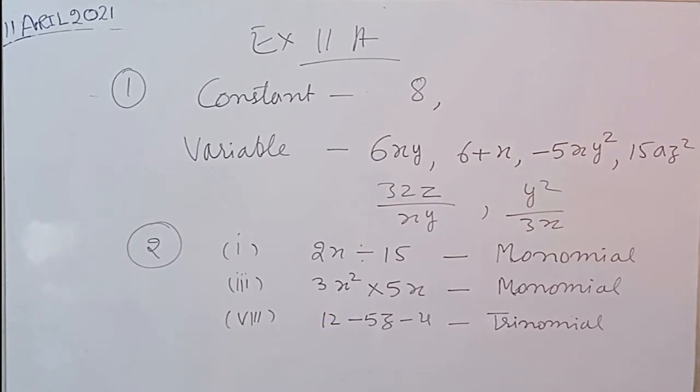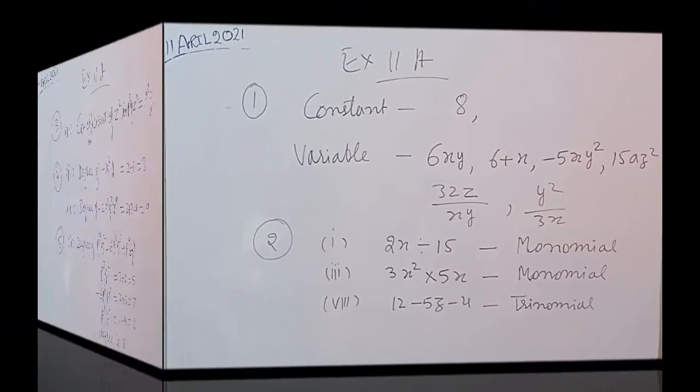Now taking question number 2, part 8, that is 12 minus 5z minus 4. Here we have 3 terms, because all the terms are separated by minus signs, giving the 3 terms. That will become the trinomial. So in that manner you will do question number 2.